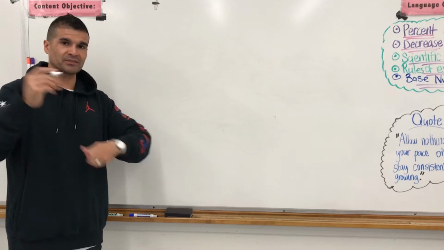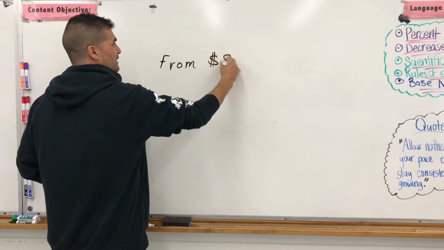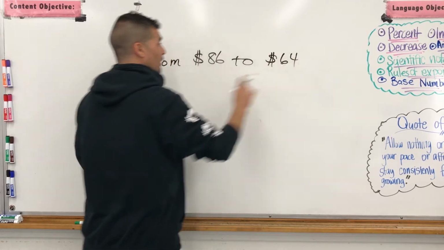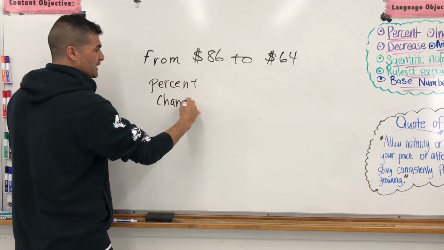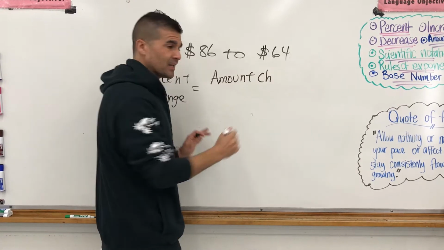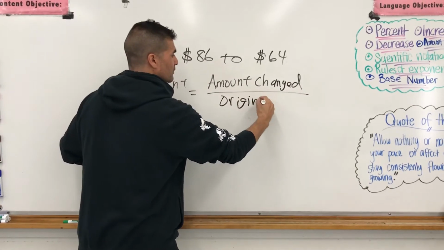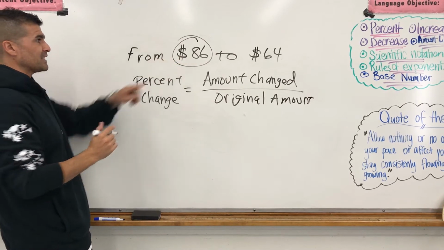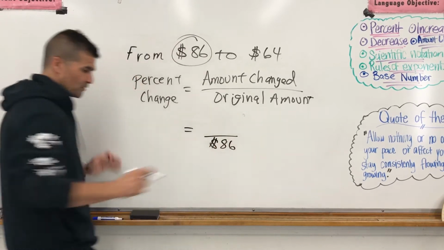Let's say that you have some kind of percent change. And let's say that something went from $86 to a total of $64. According to the percent change equation, here's what the percent change equation is. You take the amount that you changed and you divide it by the original amount. Well, the original amount is actually right here in front of you. The original amount is actually $86. So this ends up being $86 right here.